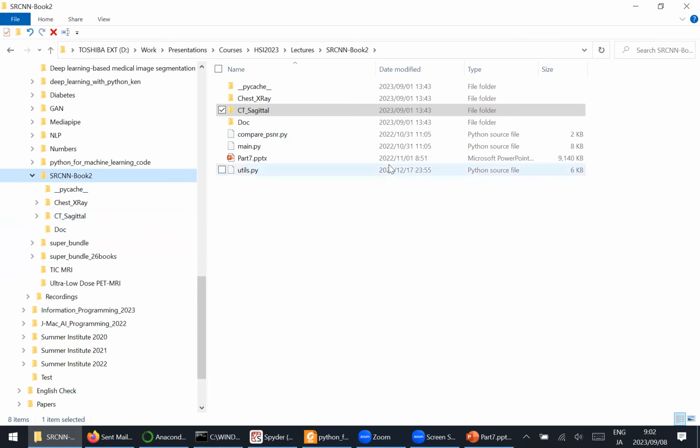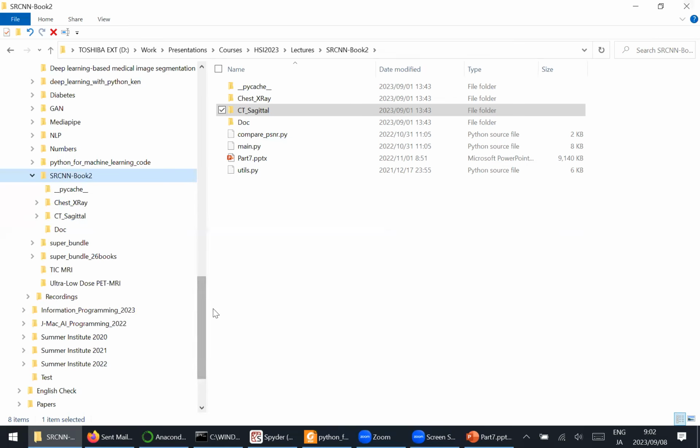Besides super resolution, it's very related to noise reduction. It's basically the same problem. If you have a noisy image and you want to make a denoised image, you can use almost exactly the same method, except that the resolution stays constant.